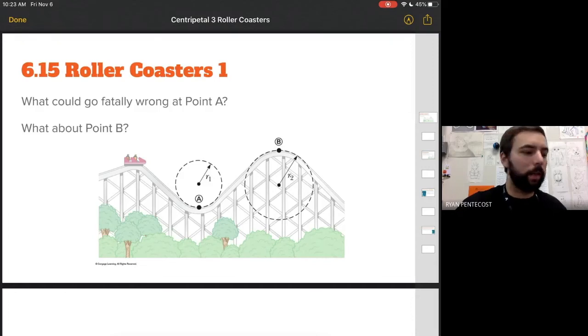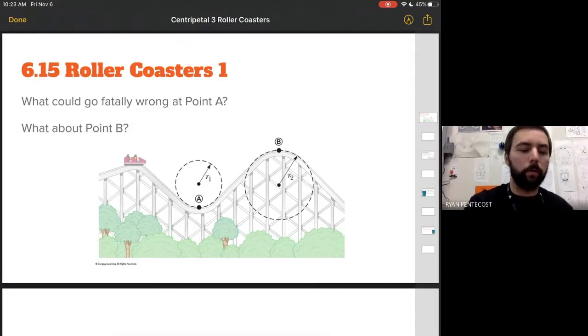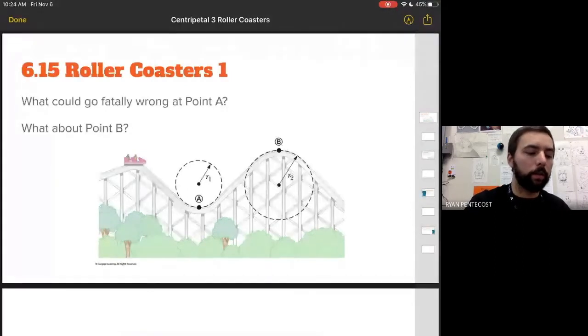Hi everyone. So today is our third video on centripetal force, and today we're going to talk about roller coasters. So we've got a roller coaster on your screen with a dip and a crest, and these dips and crests can be shown in a circular arc to describe the change in motion, right?